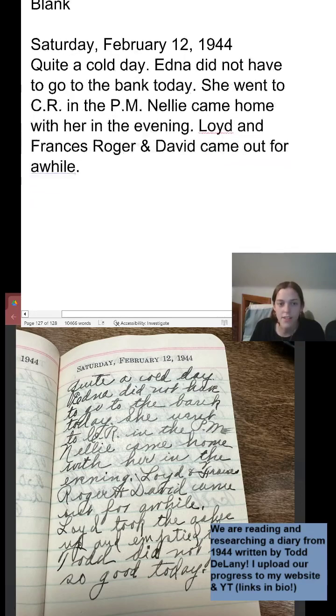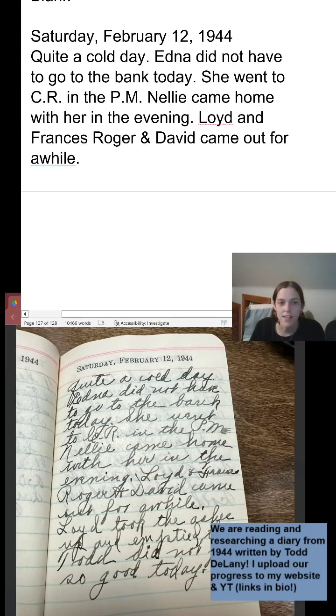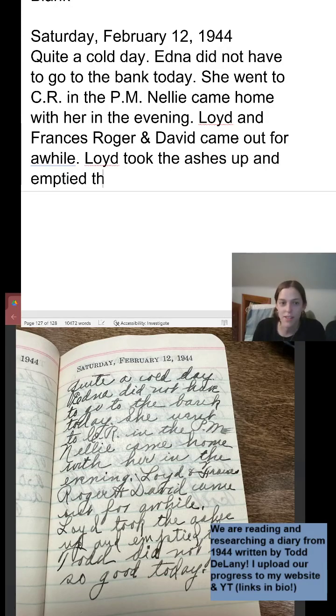CR is Cedar Rapids. That is the biggest city in Iowa that's close to where Todd lives. Todd lives in Fairfax, which is a really small town, and it was even smaller back then. Cedar Rapids is the bigger town nearby. Okay, so Francis, Roger, and David came out for a while. Lloyd took the ashes up and emptied them.